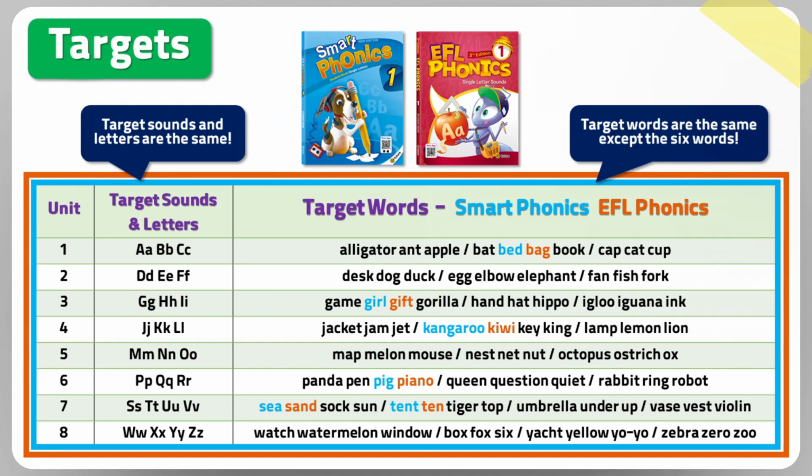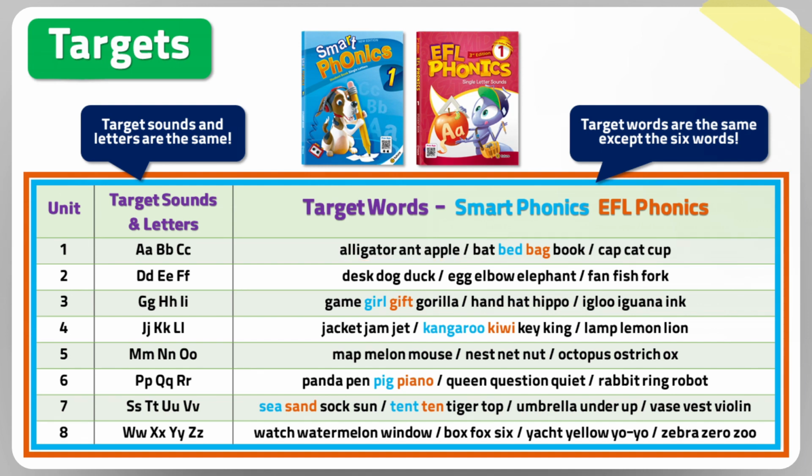Let's look at Unit 1. The target sounds are E, B, K. And the target letters are A, B, C. And we have 3 target words for each sound. Alligator, apple, and ant for E.